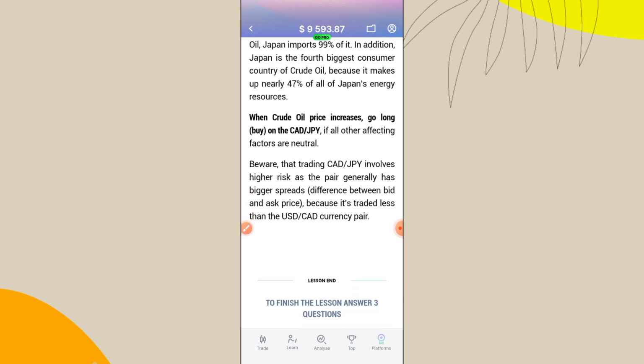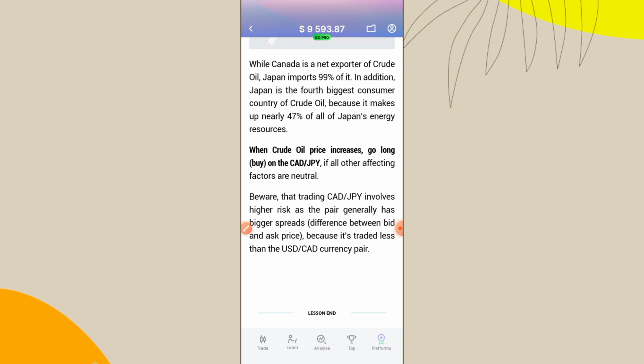So beware that trading CAD JPY involves high risk, as the pair generally has bigger spreads, a difference between the bid and ask price, because it's traded less than the USD CAD currency pair. So let me also illustrate this on a chart, but entirely you have come to know that when oil is increasing in price, then you should also buy the Canadian dollar, which is CAD JPY in this case, and you can as well sell USD CAD. So here, CAD JPY with oil, they are positively correlated.